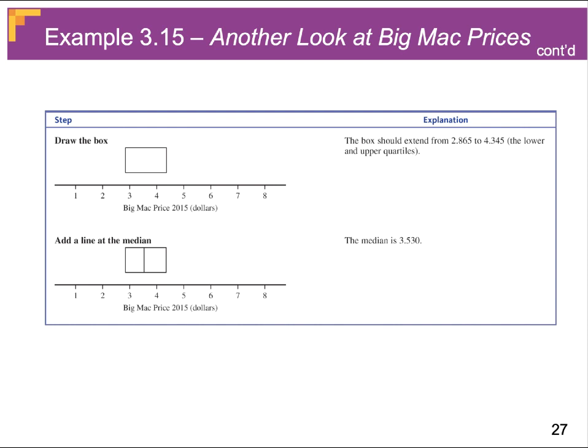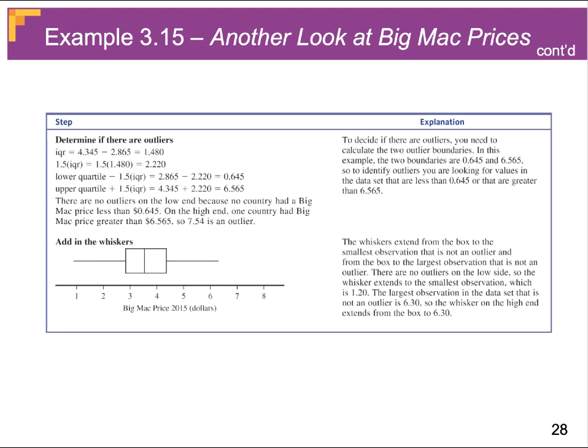But then we need to calculate that 1.5 IQR. So the IQR here is 4.345 minus 2.865, which is 1.480. We need to multiply that IQR value by 1.5 to give us that wiggle room that we're calculating. That gives us 2.220. At this point, you take the lower quartile and subtract that 1.5 IQR, and that gives you 0.645. Any number that's smaller than 0.645 would be considered an outlier. We don't have any data below 0.645, so there are no lower outliers.